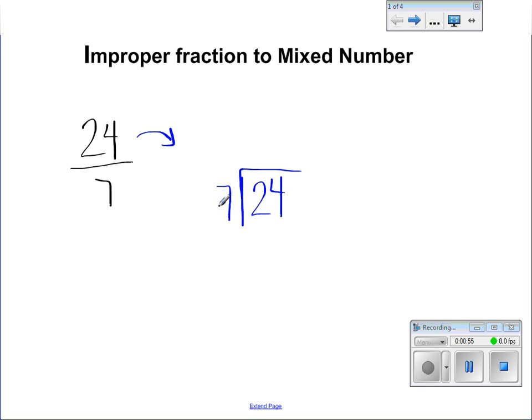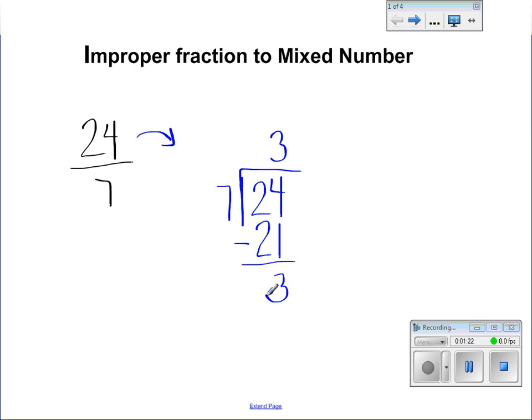Well, so you have to see how many times 7 goes into 24, and you should know that 7 times 3 gives us 21, which is as close as we'll get to 24 without going over. And then 24 minus 21 is 3. And now we're left with, in a normal division problem, you would say, oh, it's 3 and it has a remainder of 3.